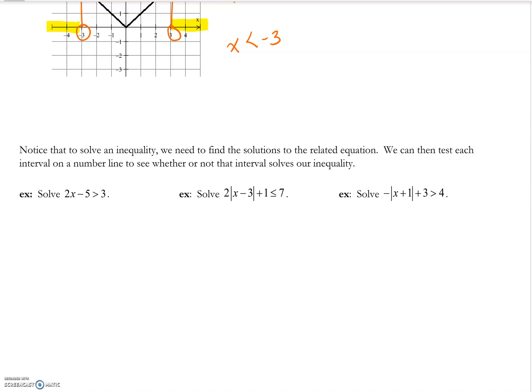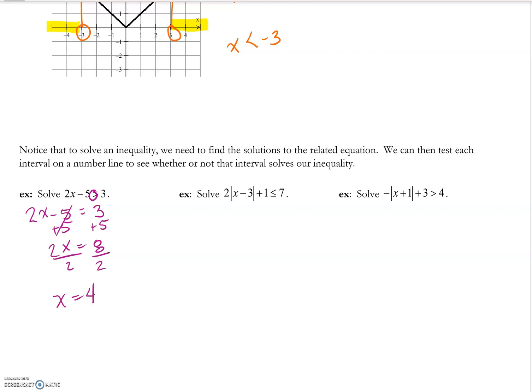So for example, I'm going to solve the related equation, meaning I'm going to remember that this is actually an inequality, but I'm going to start by just solving 2x minus 5 equals 3. We'll notice this is not an absolute value equation, this is just a linear equation, but it serves as a good example. If I were to solve this linear equation, I would start by adding 5 and getting 2x equals 8, divide by 2, and get x equals 4.